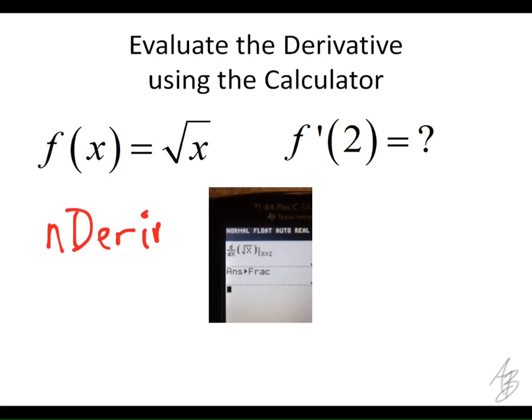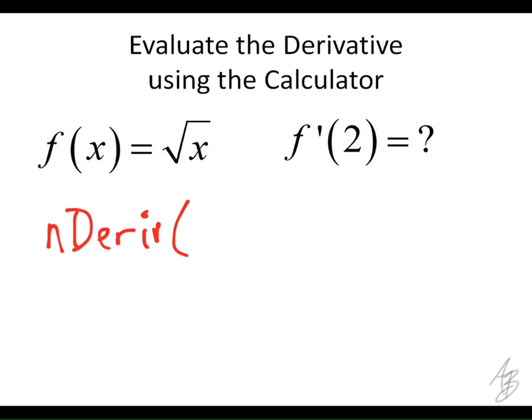So let me get rid of this here. Right? So most of you just put nDeriv on the screen, put an open parentheses, and then you have to know what to put in there. So the first thing we're going to put in is the function. Then you're going to put in a comma, and then you're going to put in, anybody know what comes next?